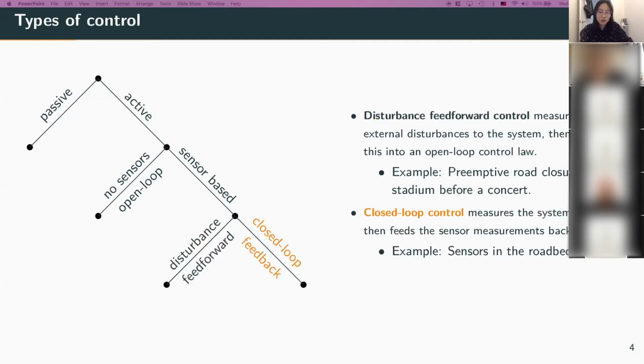In contrast, closed loop control measures the system directly and then feeds the sensor measurements back into the system. In fact, many modern traffic systems embed sensors at intersections to detect traffic density, which will then inform the traffic lights on how to behave. And closed loop feedback control will actually be the main focus of today's talk.